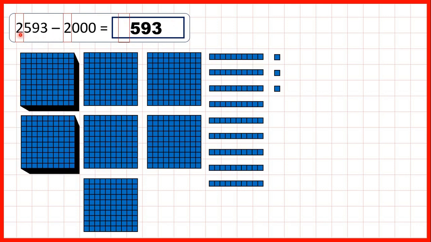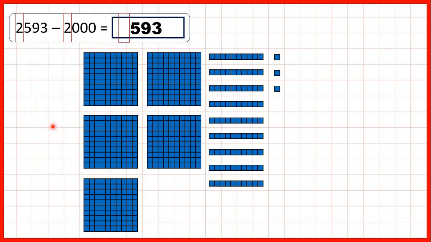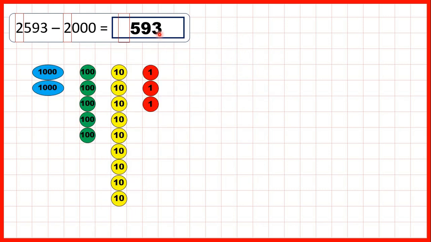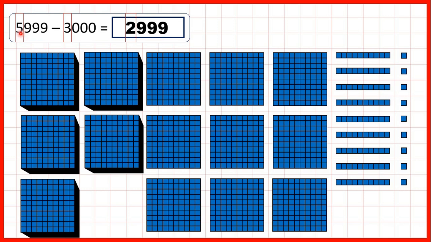Then we had 2,593 minus 2,000. So here we were taking away our 2,000 blocks to leave us with 593 as our answer. Or we can show the same thing using place value counters. Here, we've just subtracted the thousands from our number, so the hundreds, tens, and ones stay the same in our answer.